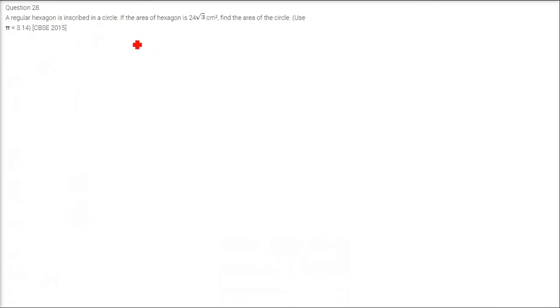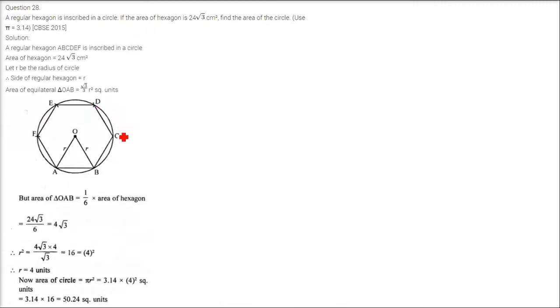A regular hexagon is inscribed in a circle. So we have a regular hexagon which is inscribed in a circle. Hexagon has 6 sides. Hex means 6 sides, and all the angles are also the same, and if you join these, there will be 6 triangles, 1, 2, 3, 4, 5, 6, of equal area. They are symmetric and congruent also.